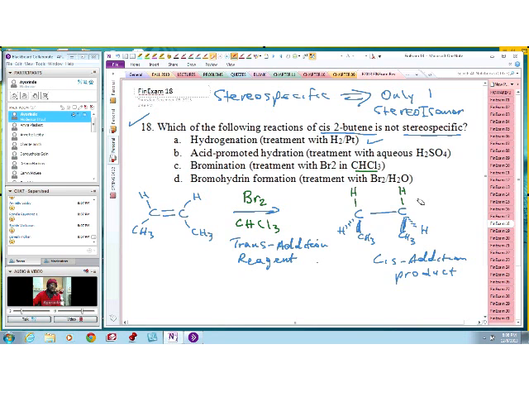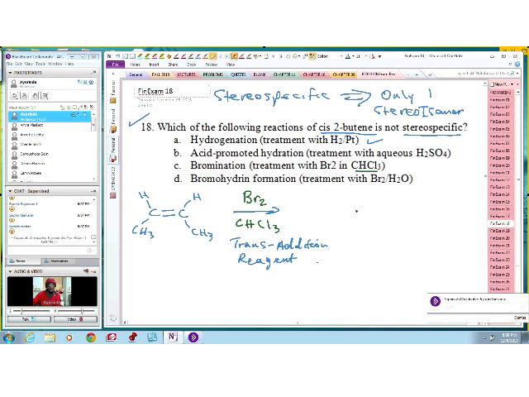In other words, it will add two bromine atoms across the carbon-carbon double bond such that the addition will be on a different side of the molecule. So one bromine could come from the top, and the other bromine could come from the bottom. So therefore, let us look at what we get. We have bromine here, coming from the top, and this other bromine coming from here.